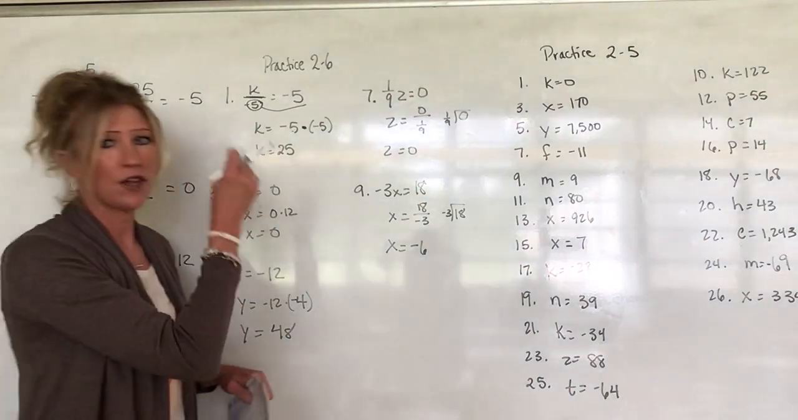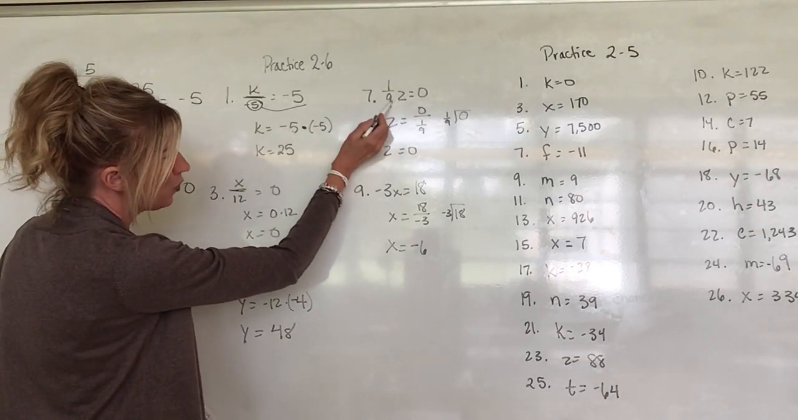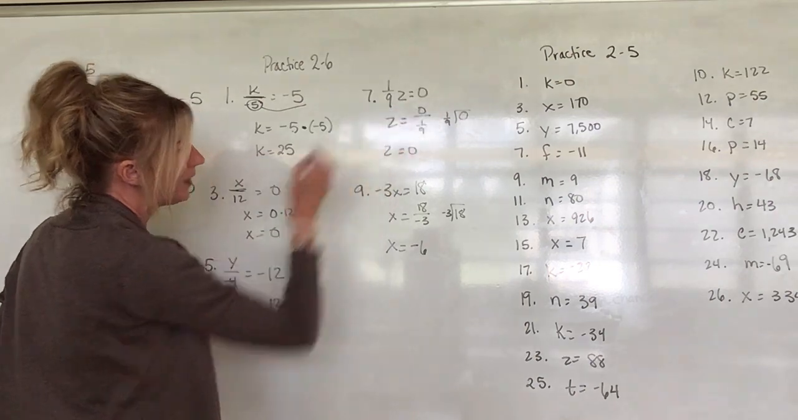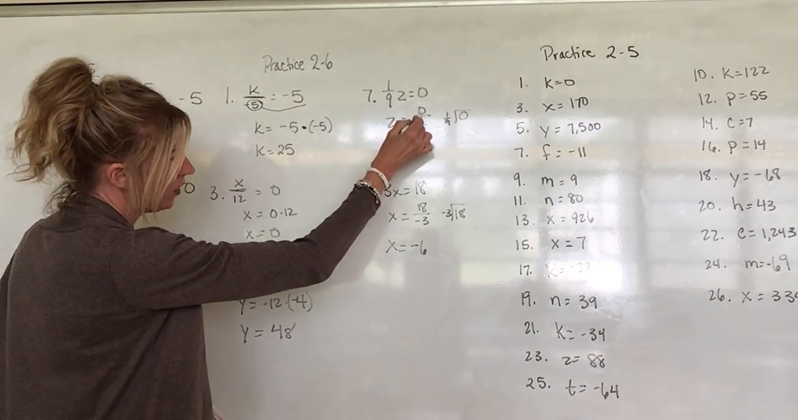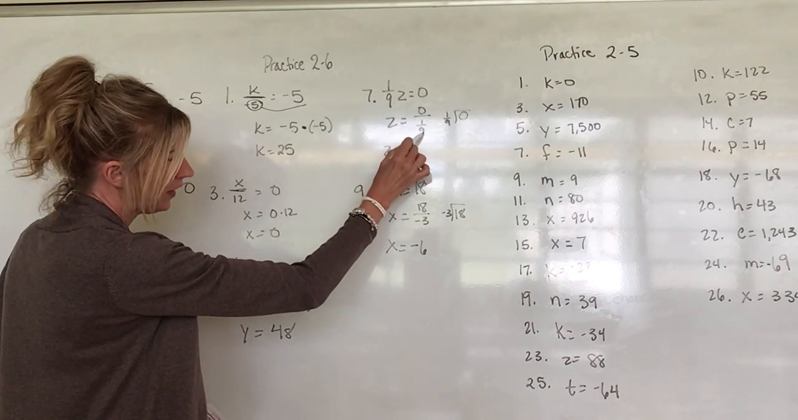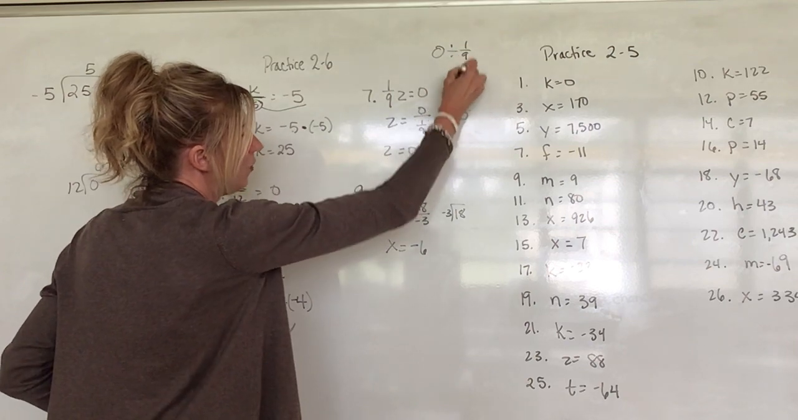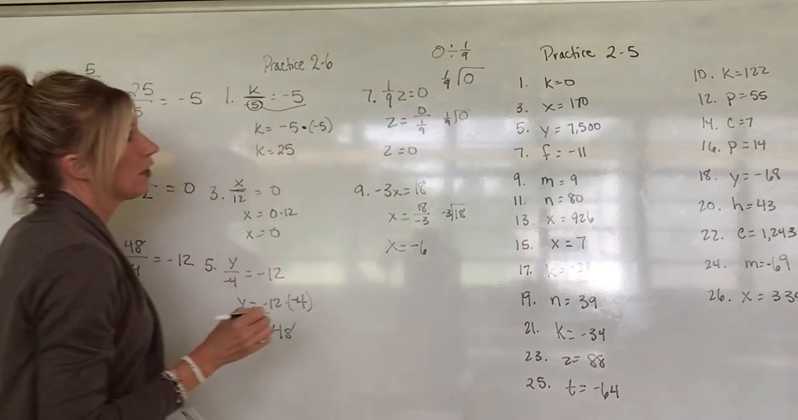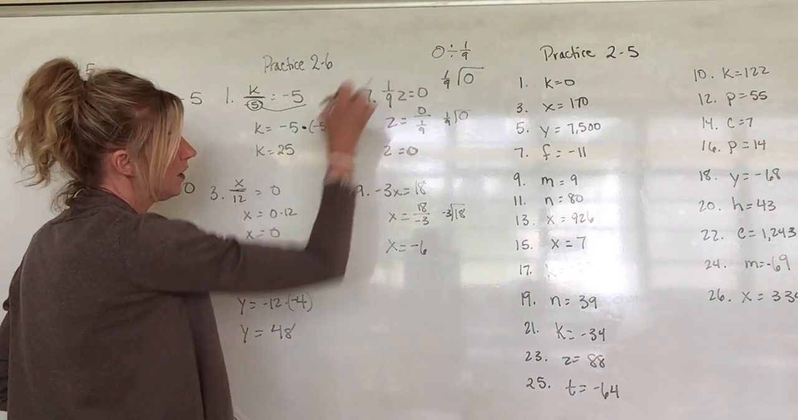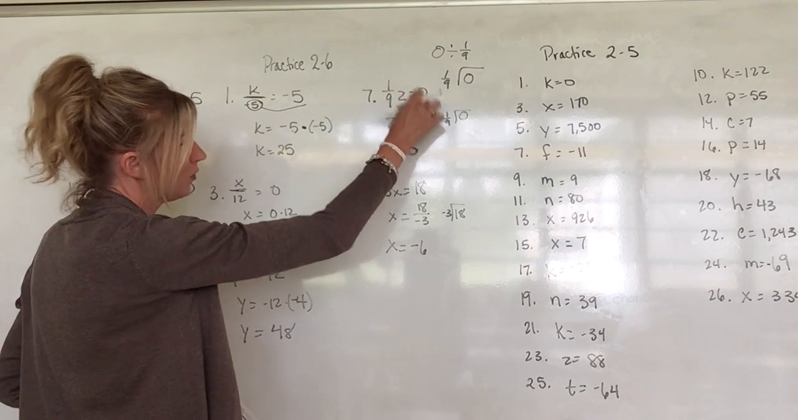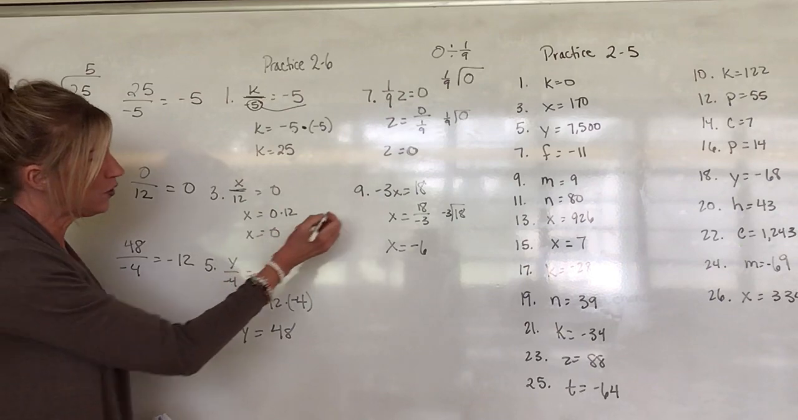Okay, now let's go up to number 7. Now, if I have something that sits by the variable, that means multiply. So when I pull it over here, I'm going to divide it. So I would say z equals 0 divided by 1/9. Okay, how many times does 1/9 go into 0? 0. So we put up here 1/9 times 0 equals 0. Okay, we found z.